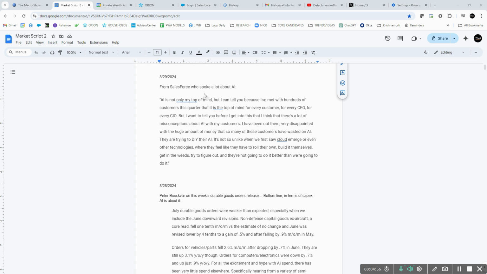Salesforce, in their earnings call, I presume their CEO, said that AI is not only top of mind for him, but he can tell you, because he's met with hundreds of customers this quarter, that it is the top of mind of every customer, every CEO, every CIO. But he wants to tell you before he gets into this that he thinks there's a lot of misconceptions about AI with his customers. He's been out there, very disappointed with the huge amount of money that so many customers have wasted on AI. Now, where he's going is he's saying they're trying to do it themselves and they should have Salesforce do it for them.